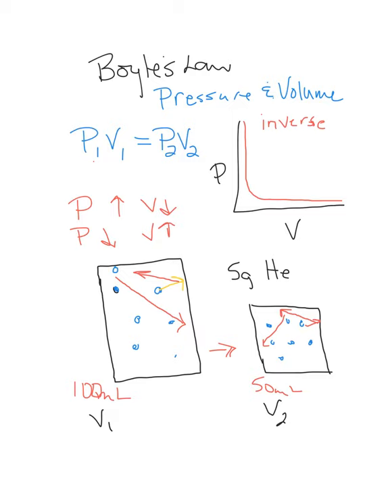If I had gone from the 50 milliliter beaker to the 100 milliliter beaker, my volume increased, so therefore my pressure would decrease, because now the molecules have much more space to move and they're not hitting the walls of the container as frequently as if they were in the smaller beaker.